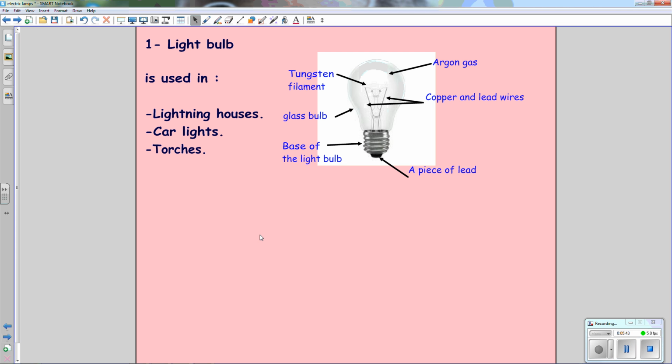First, the light bulb. Where did you ever see the light bulb? It is used in lighting houses. Our houses use the light bulb, the car lights, and the torches. So the uses of the light bulb are lighting houses, car lights, or torches.